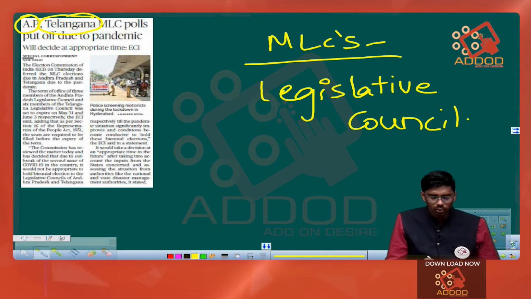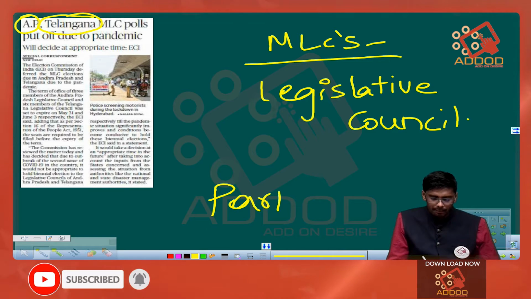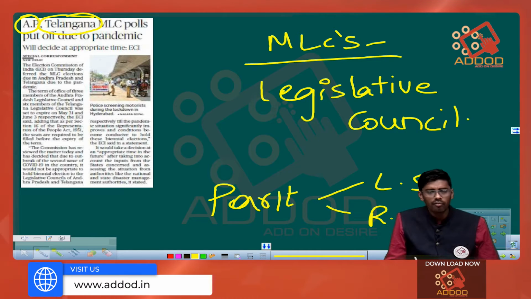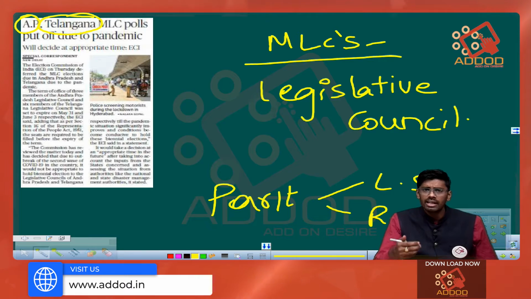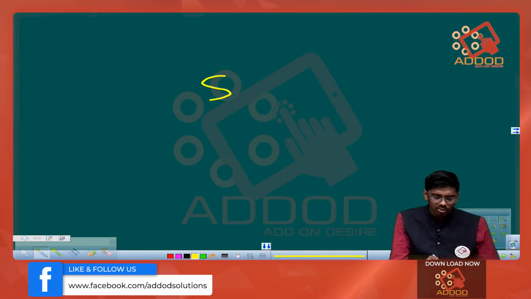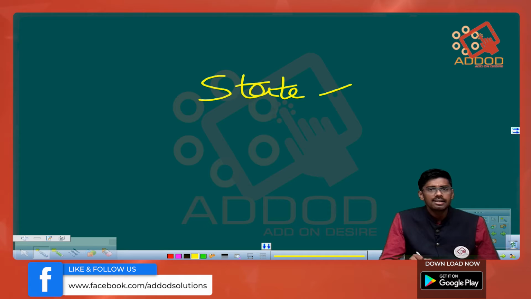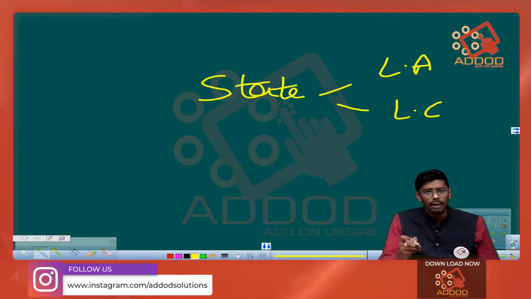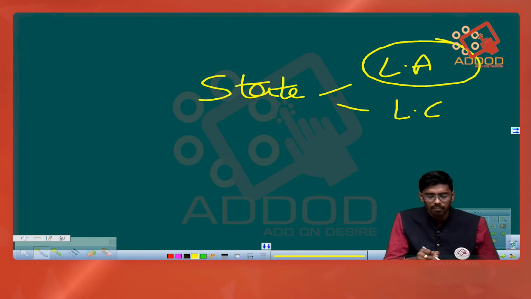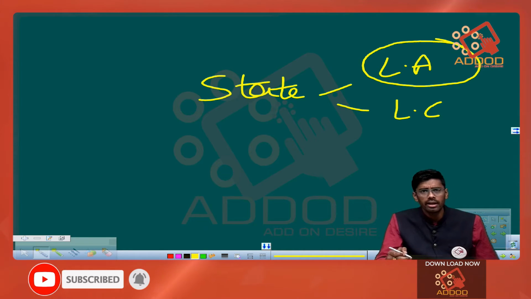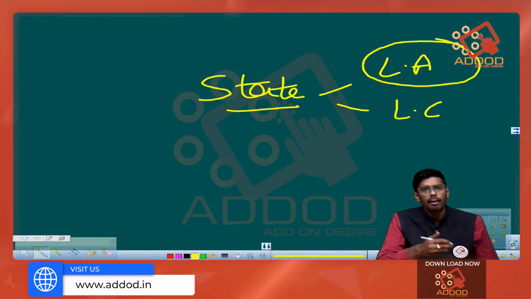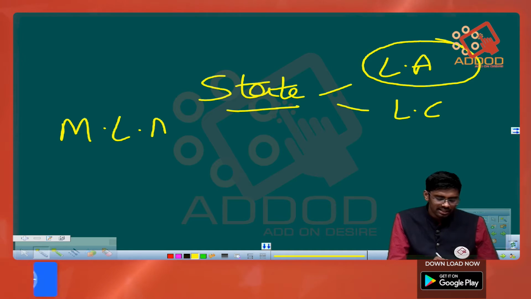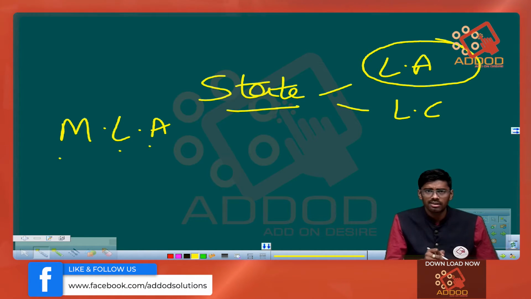In India, we know that we have a parliament and the parliament has two houses, which is the Lok Sabha and the House of Rajya Sabha. Similarly, even a state can have two houses, that is the Legislative Assembly and the Legislative Councils. Every state will mandatorily have a Legislative Assembly, which is the law-making body of the state. So, the members of this Legislative Assembly are called MLAs, that is Members of Legislative Assemblies.